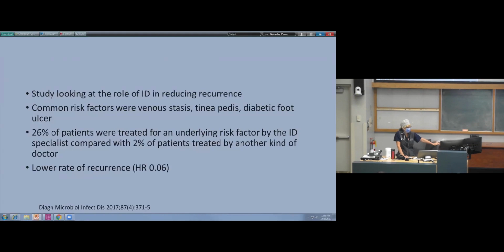There was one study looking at the role of infectious diseases consultation in reducing recurrence.